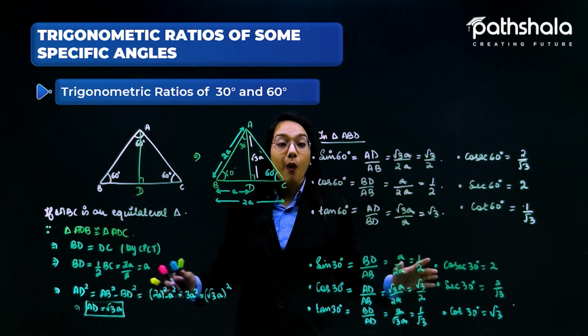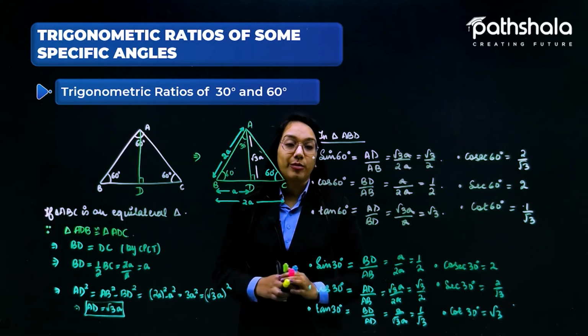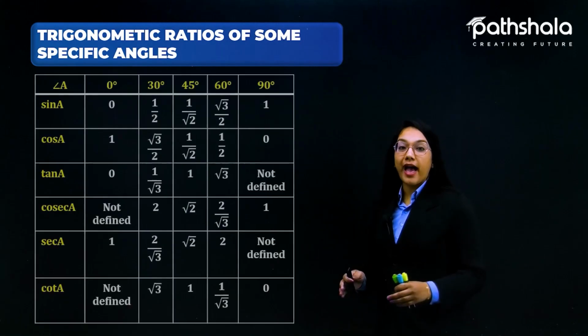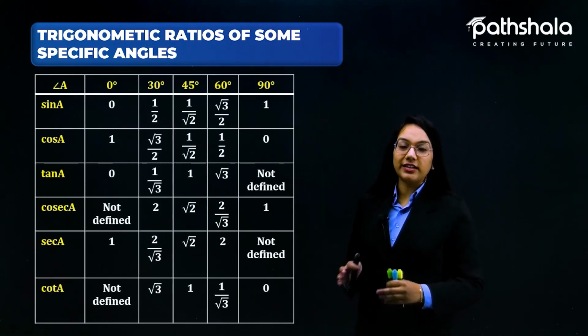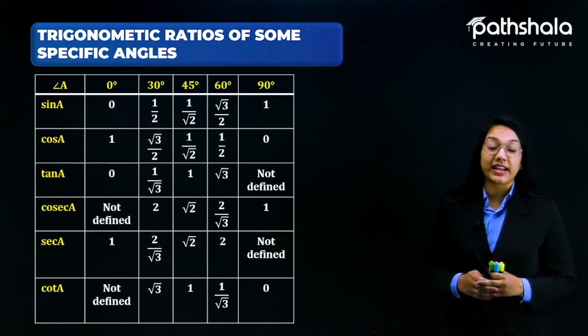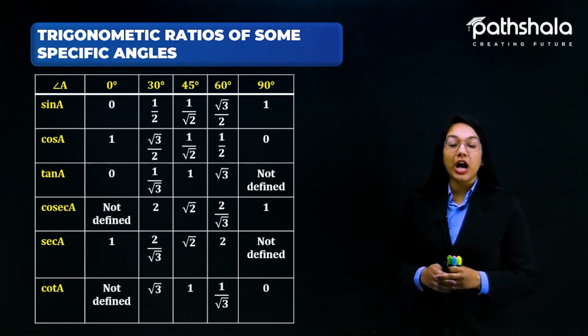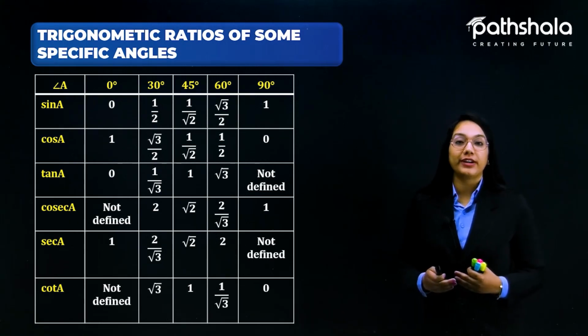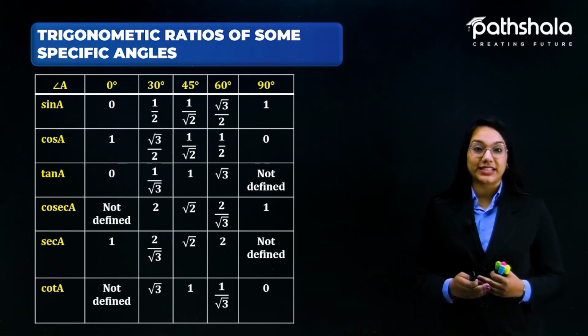So let's just club all these angles together and form a table. Now let's just talk about all the specific angles over here. So let's just see the table of this one. So we are taking the angle as 0, 30, 45, 60 and 90. And in the same way, we are just finding out the values of all the trigonometric ratios for the different angles like 0, 30, 45, 60 and 90.